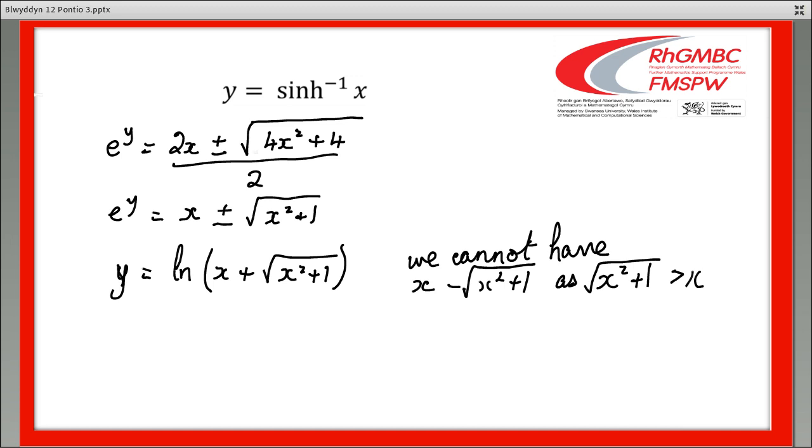So following on from that, we've said y is log of the expression, but we've also said at the top of the slide that y is sinh to the minus 1 of x. So therefore, sinh to the minus 1 of x, put that in brackets, equals log of x plus the square root of x squared plus 1.